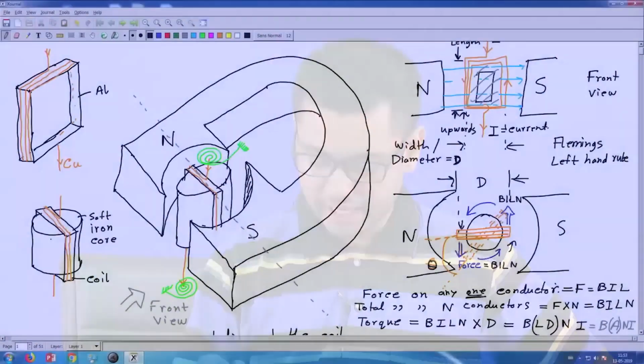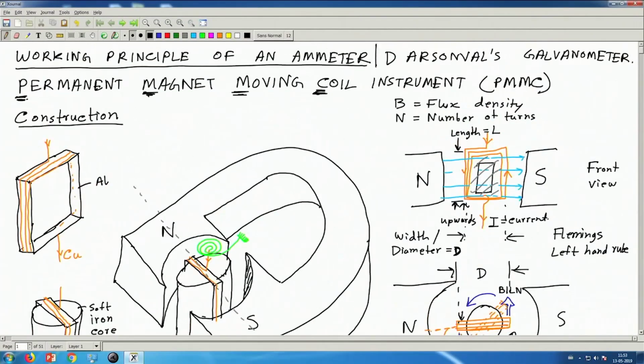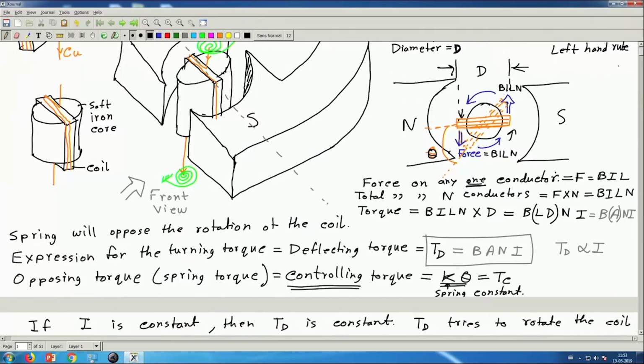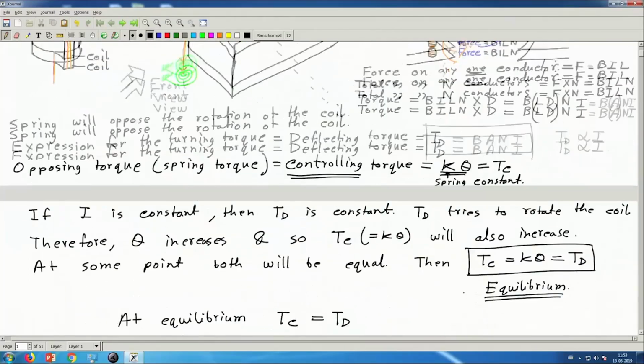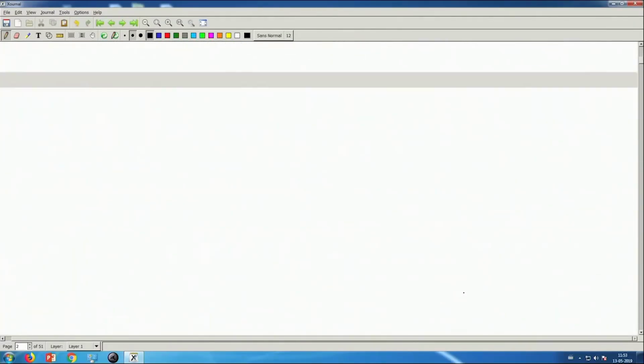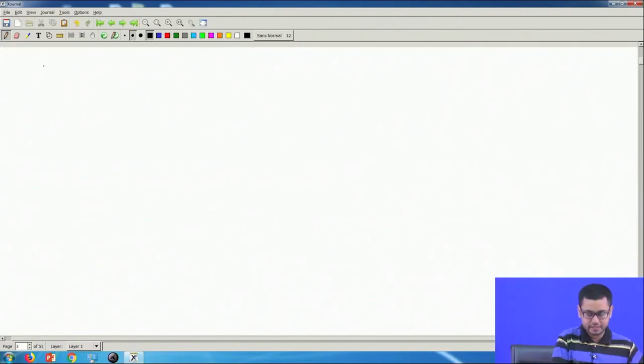Hello and welcome. So, this is our second tutorial of electrical measurements and instruments, and in our last class we have seen the working principle of an ammeter, of a particular type of ammeter which we call permanent magnet moving coil instrument, PMMC, or D'Arsonval galvanometer, and we have found the expression for torque and the deflection angle. So, let us recall them in brief.